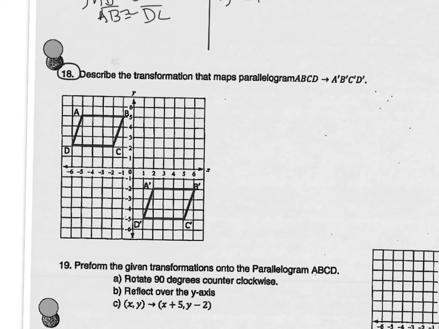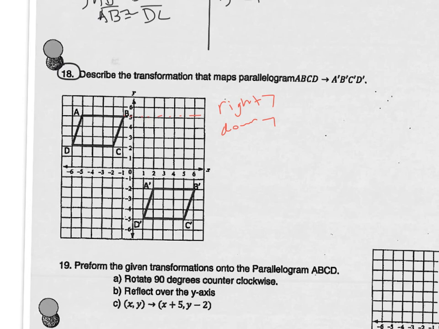Okay, last one I'm going to do, question 18. Describe the transformation that maps ABCD onto A prime, B prime, C prime, D prime. So, it looks like there's no rotation going on because B is still the top right, C is still the bottom right, D is still the bottom left, and A is still the top left. So I guess it's just a slide, a translation. So I need to count how far does it go left or right before I can get to the other B. Well, it goes to the right 1, 2, 3, 4, 5, 6, 7. And then it goes down 1, 2, 3, 4, 5, 6, 7.